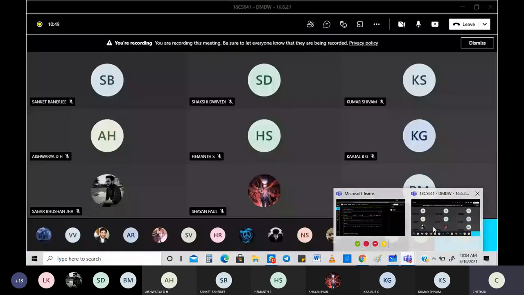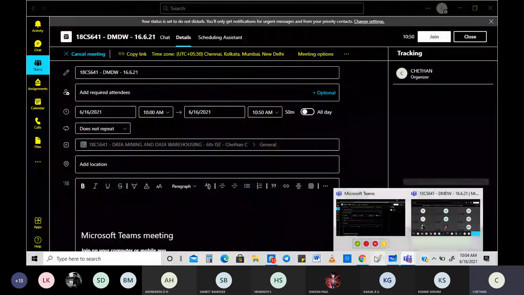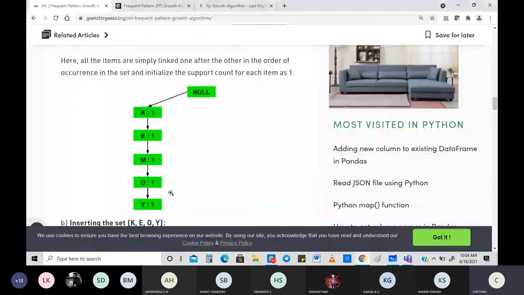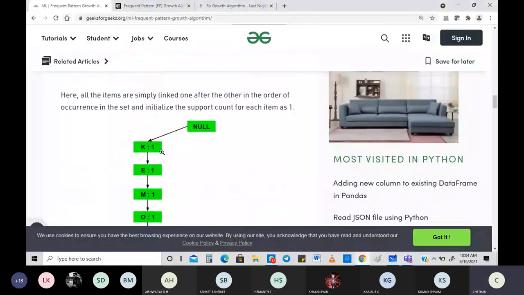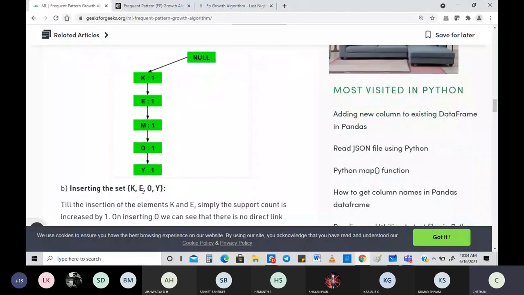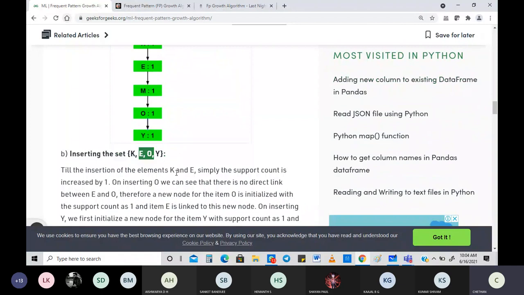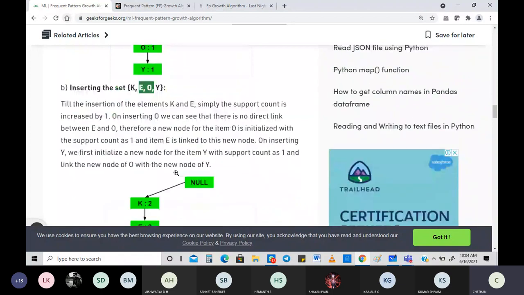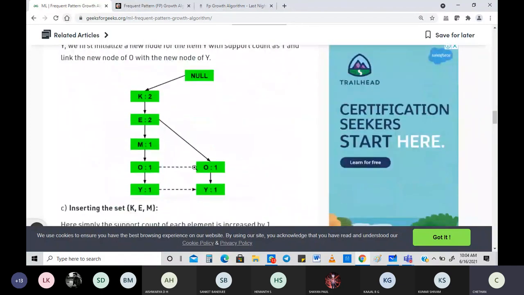So K-E-M-O-Y, then K-E-O-Y. You can see this: if it is directly connected, you don't have to worry. K-E-O-Y: K is incremented, now it becomes 2. E is incremented to 2. But O is there here. You can see very clearly, from E to O there is no direct connection. So what do you do? You put an extra node for O, and you put an extra node for Y, just to make sure.